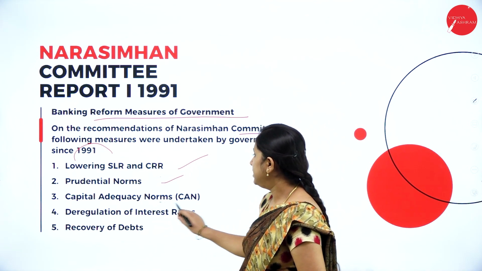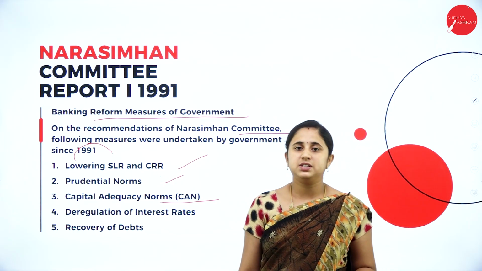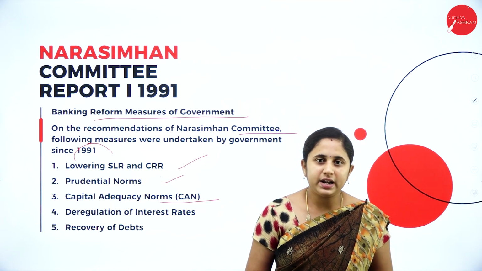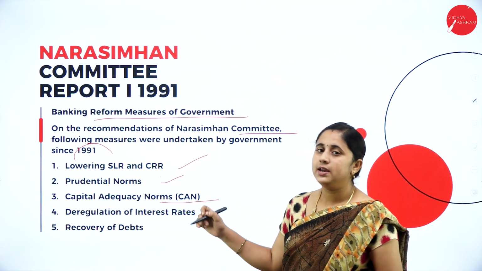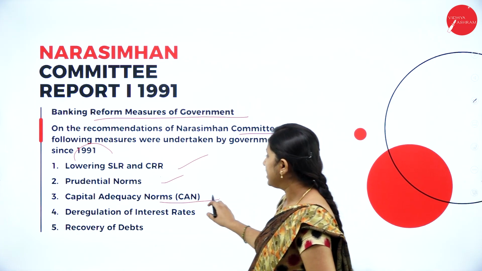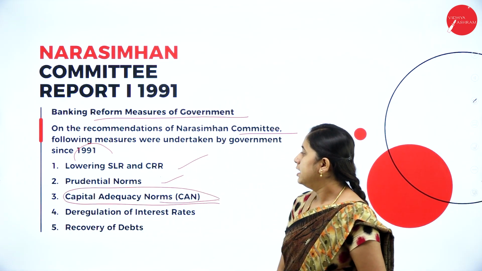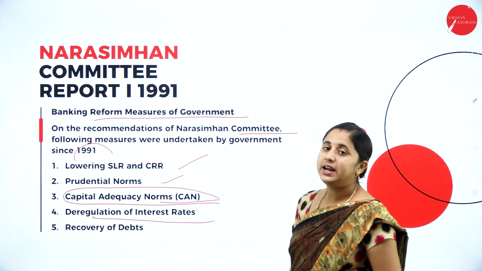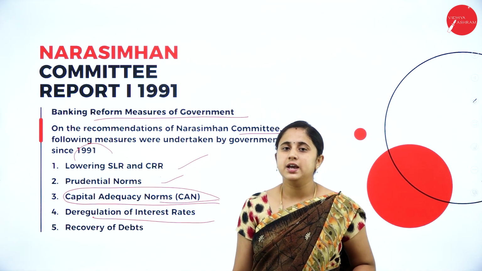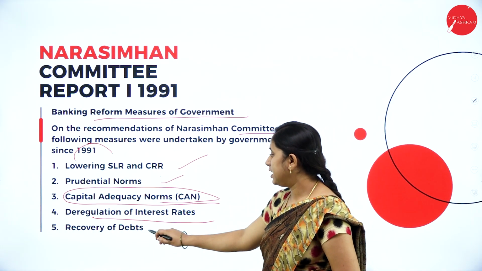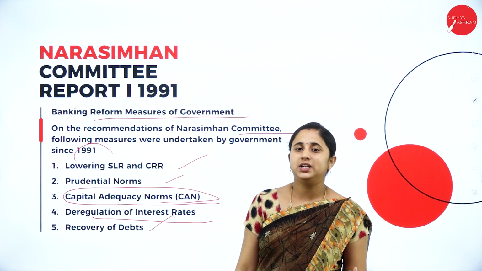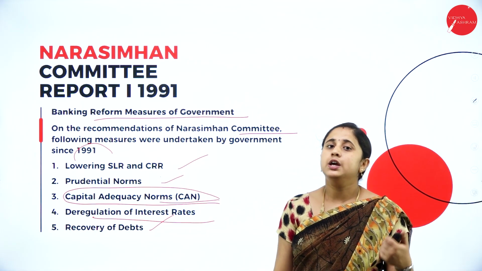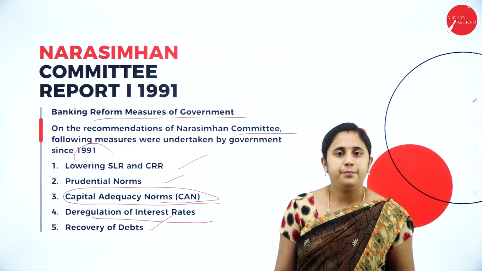Next one, capital adequacy norm, the ratio of capital to the risk weighted assets and liabilities of the banks. So they took action related to the capital adequacy norm. Then deregulation of interest rate. They made changes in the interest rate. Next one, recovery of debt. In order to recover the debt, they took some action to protect the depositors' interest as well as to protect the banks.